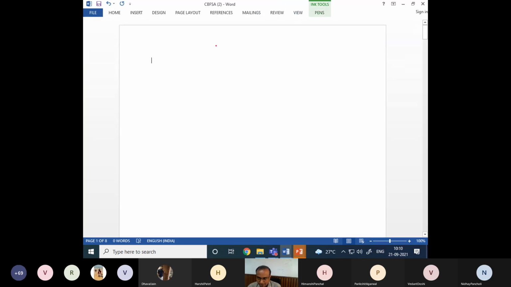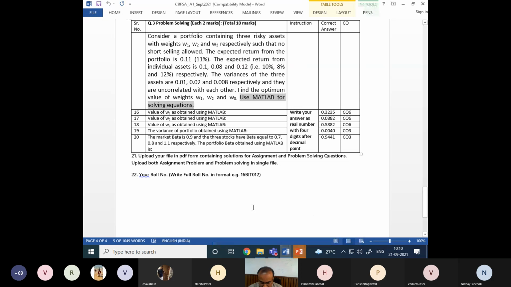I hope this is visible. So what do we have? We have the covariance matrix sigma. Let me write it. How to write the sigma matrix? Can anybody tell me, from this data, what will be my sigma matrix? It's a covariance matrix. It will be 3 cross 3 because I have a 3 asset portfolio.